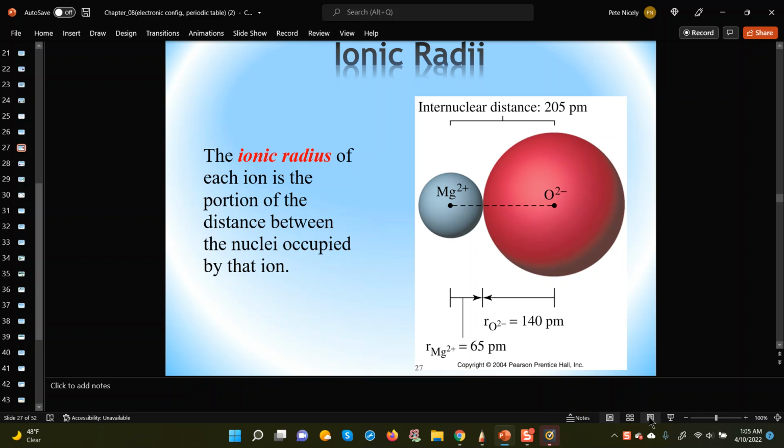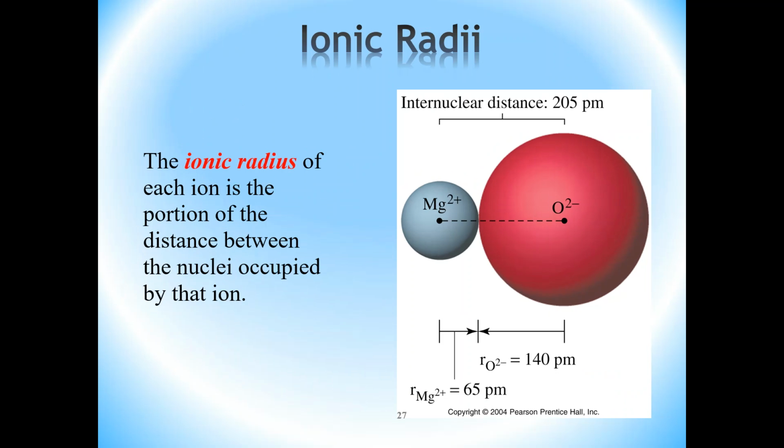So now we're going to get into a discussion of ionic sizes as measured by the ionic radius of an ion, all right? Which is different, of course, from the atomic radius. So here's a definition of the ionic radius. It is the portion of the distance between the nuclei occupied by that ion. So we're assuming, of course, that a positive ion is in close proximity to a negative ion, such as in the case of magnesium oxide shown here.